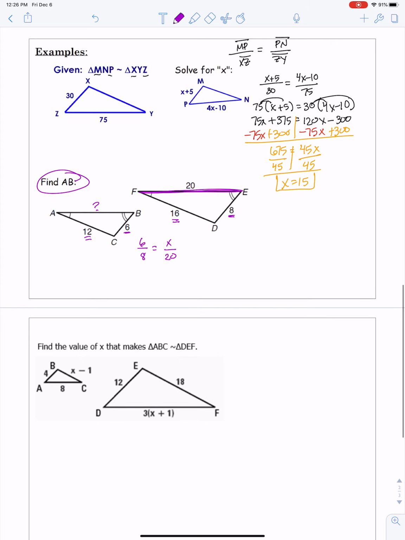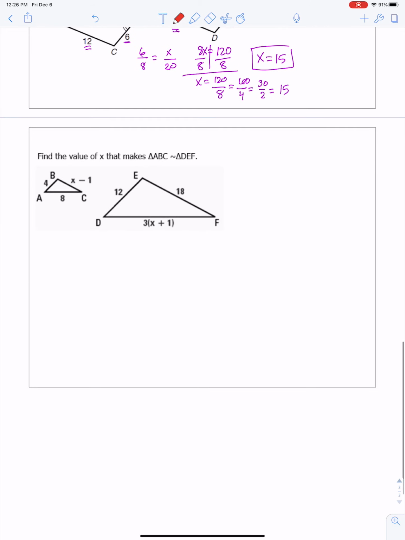So we're going to cross multiply. So I get 8x equals 6 times 20, which is 120. And I'm going to divide by 8 on both sides. So I get 120 divided by 8. So instead of doing the long division for that, I'm just going to simplify my fraction. So let's see, 60 and 4, 30 and 2. So half of 30 is 15. So for this one, x is also 15. It's kind of nice.